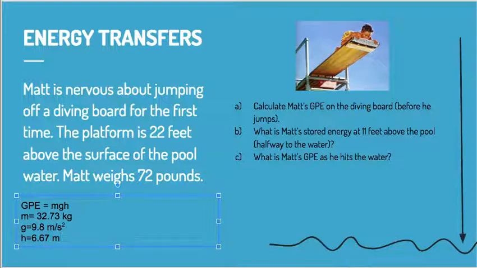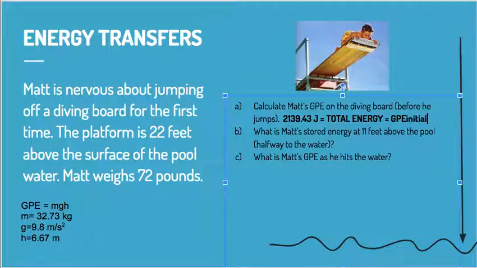Okay, so if I plug into the equation for GPE, I'm multiplying all these values together. So I would multiply 32.73 times 9.8 times 6.67. And I get 2,139.43 joules of stored energy before he jumps. And this is also equal to the total energy, which we listed in the previous slide, equals GPE initial.